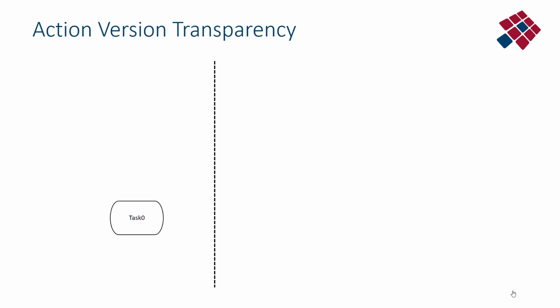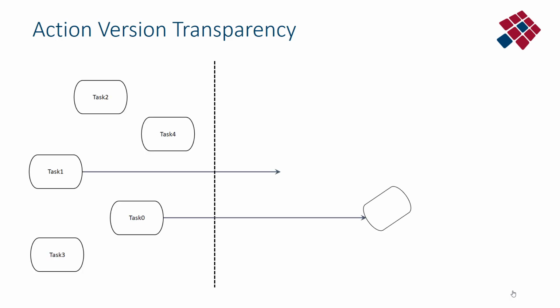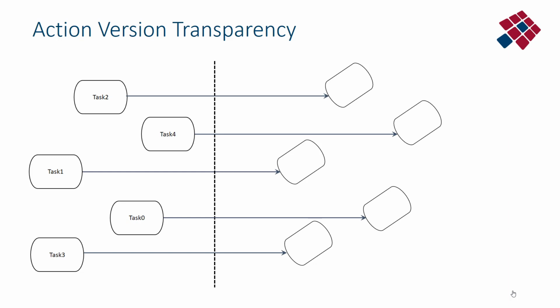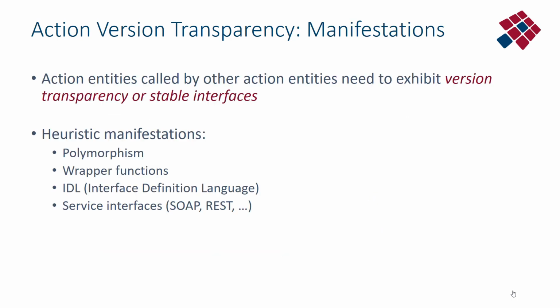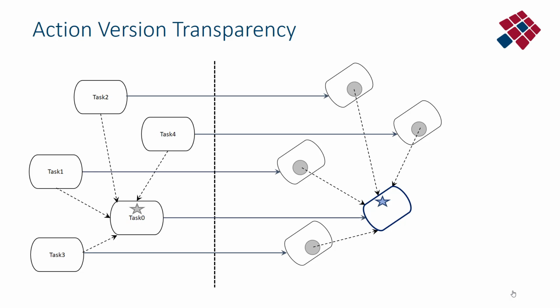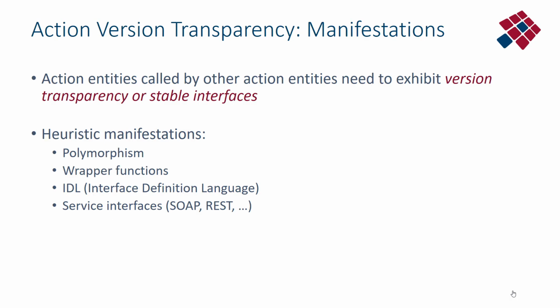On the other hand, if you would have the same situation, but at the point in time where you need to have another version, another implementation of your task 0, and you would have a stable interface, a version transparent interface, there would be no need to change software in the calling modules.